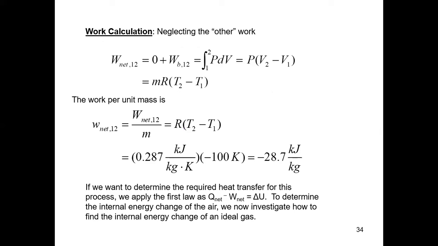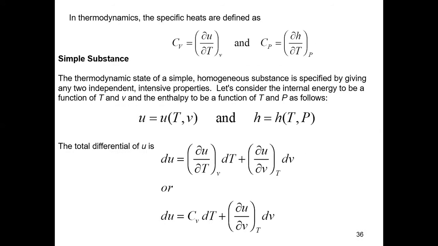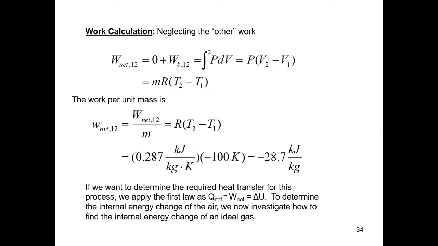For the work calculation, net work is 0 plus W boundary 1 to 2, which is pressure times V2 minus V1, which is mR times T2 minus T1. The work per unit mass is obtained by dividing by m, and we get the specific work. If we want to determine the required heat transfer for this process, we apply the first law: Q net minus W net is equal to delta U, the change in internal energy.